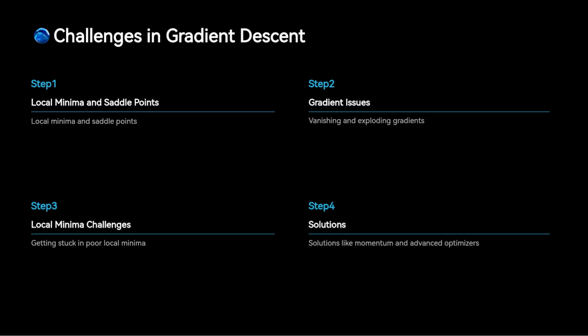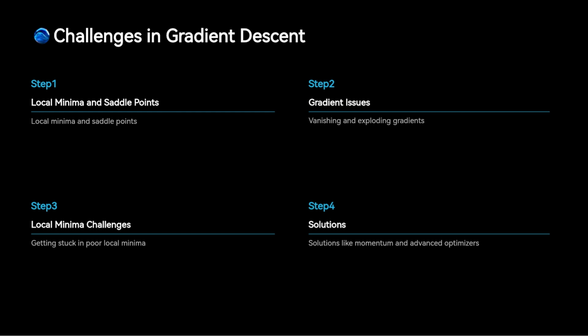Despite being widely used, gradient descent is not without its challenges. One problem is the existence of local minima in the loss landscape. Neural networks, particularly deep ones, can have highly complex, non-convex loss functions, with multiple local minima and saddle points. This means gradient descent can sometimes get stuck in suboptimal solutions.